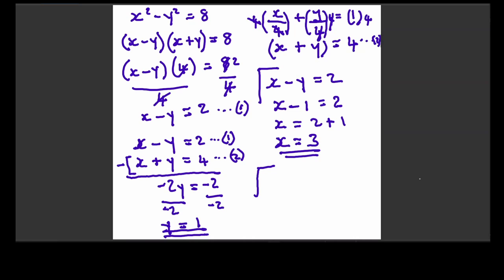Our question wants us to find what x minus y squared is. X minus y all squared. So we are going to substitute x with 3 and y with 1. So it becomes 3 minus 1 squared, which is 2 squared, and eventually our answer is 4.